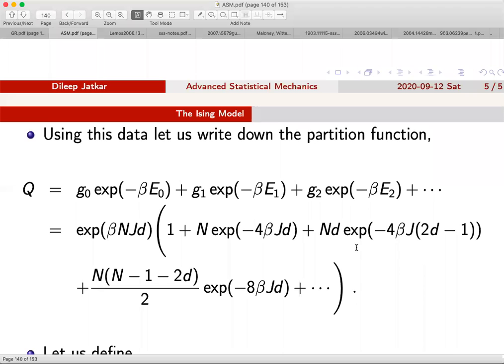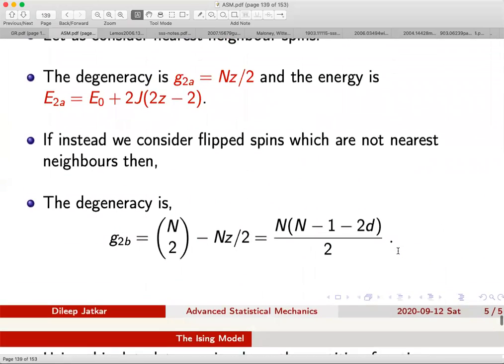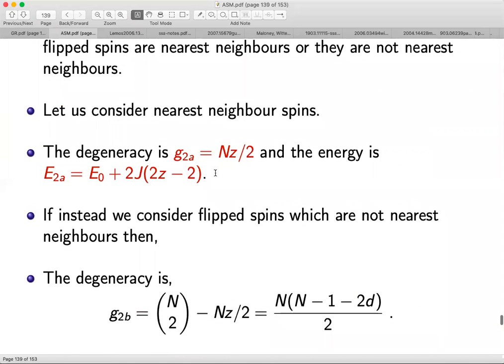One of them is this quantity, which is what we computed here: there are two spin flips, because of which you have energy 2z. But because the flipped pair is nearest neighbors, there is a gain in energy because they are pointing in the same direction along the bond connecting those two spins. That's why there is this minus 2 factor of J.